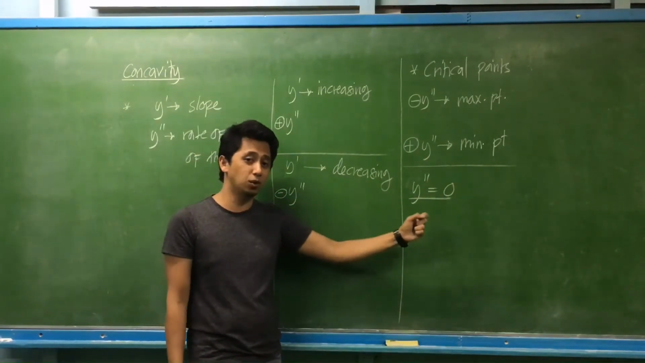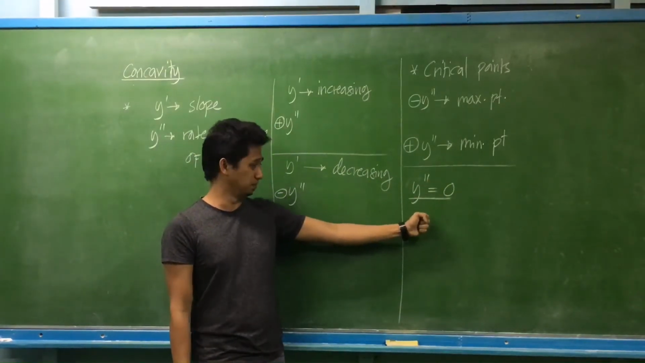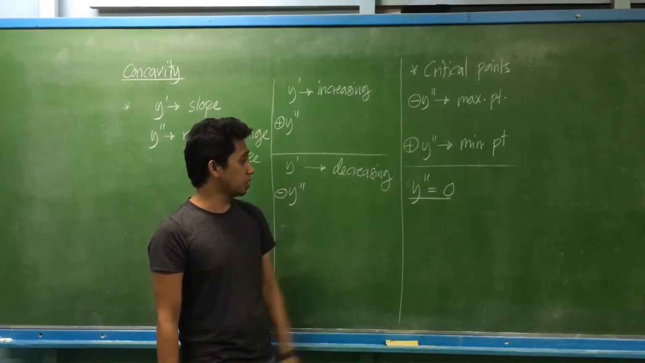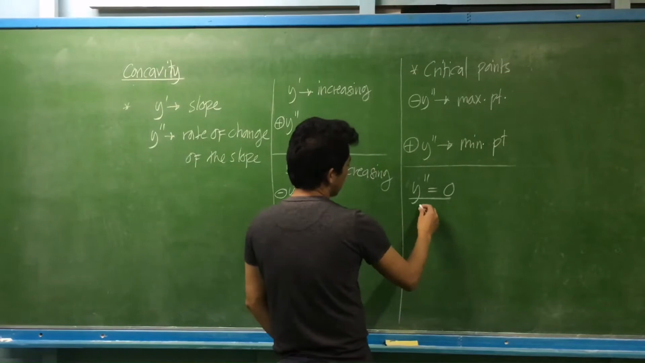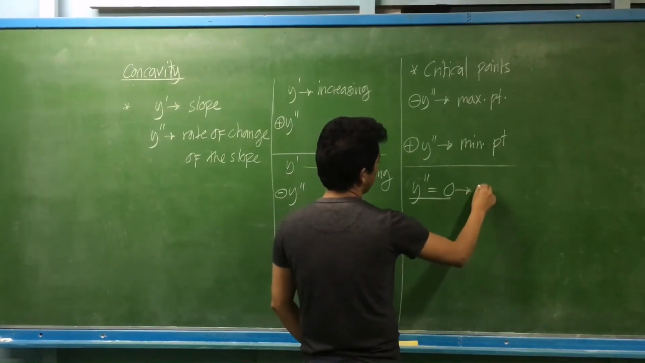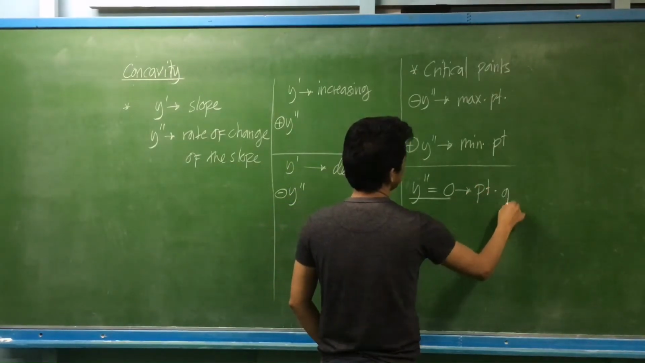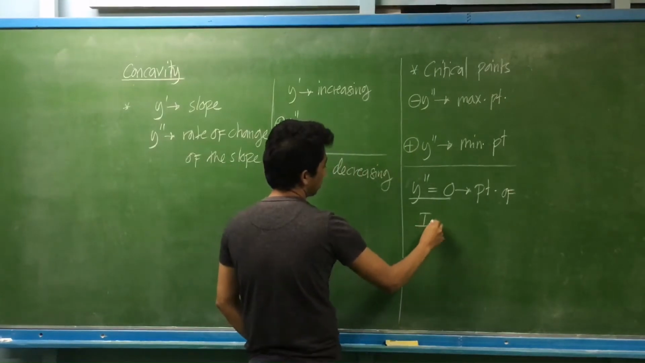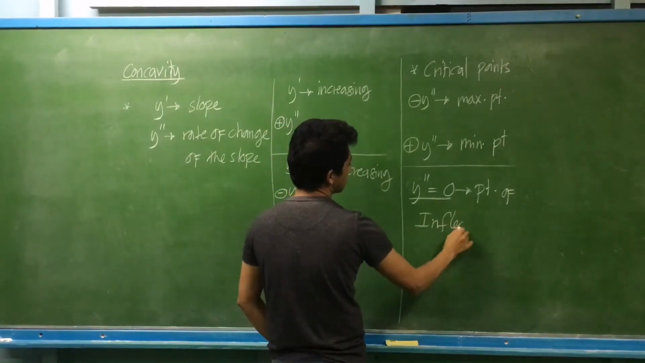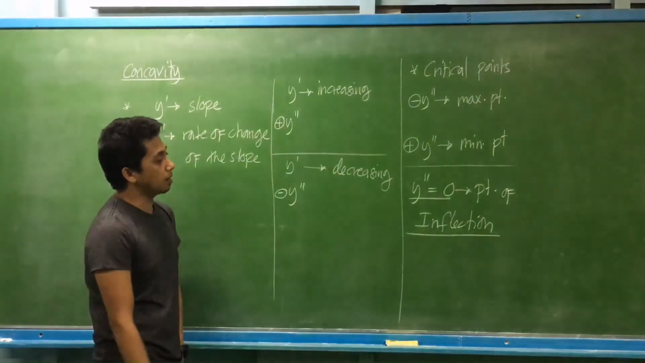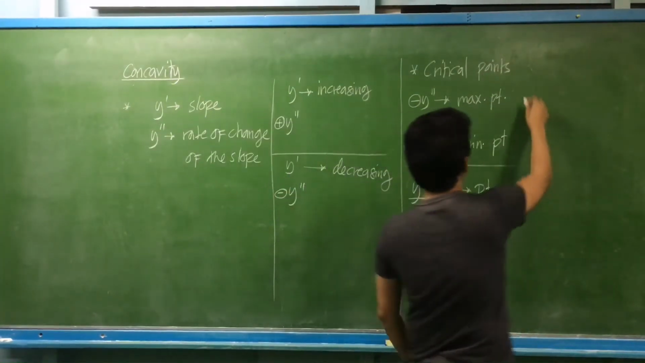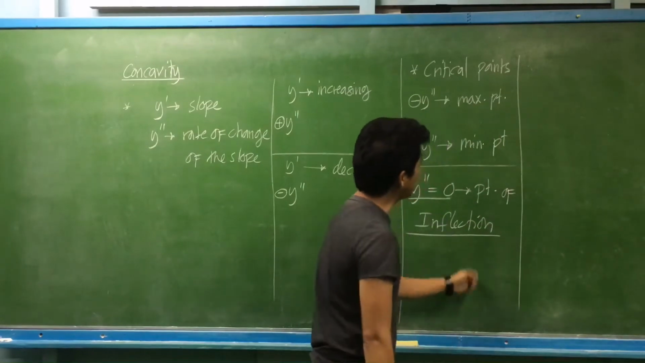So what about when y double prime is equal to 0? So in general, if y double prime is equal to 0, okay, that point is called the point of inflection. So this is a point on the curve wherein y double prime is equal to 0. So how do we describe y at the point of inflection?